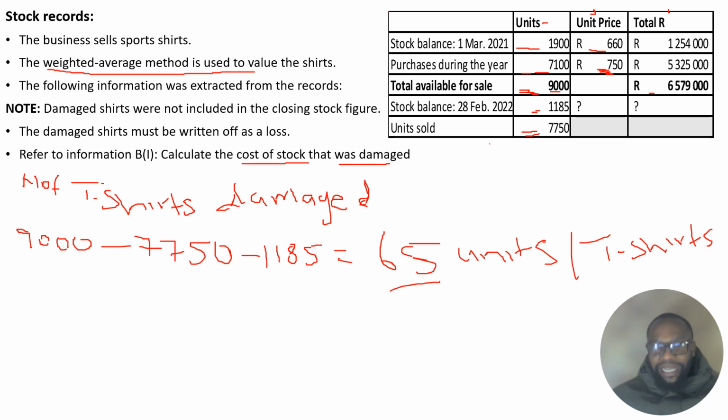This is the unit, and the question needs the cost. How do we get the cost? As I've already said, if it was FIFO, we would take this, because we know the 7,700 were already sold, and the 1,900 opening stock is already included in that. If it was FIFO, the ones that are left would be from the 7,100 purchases, whose cost is 750. But now we are using weighted average.